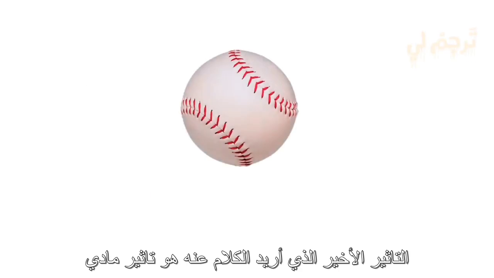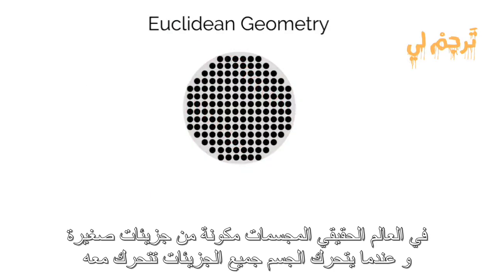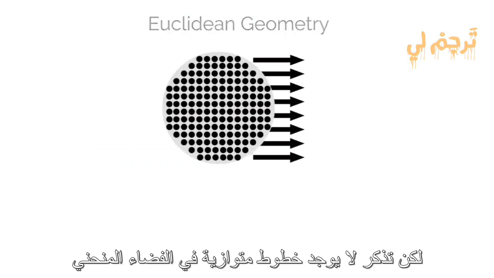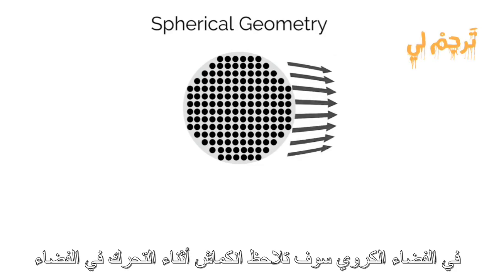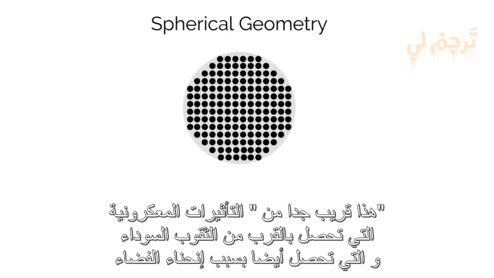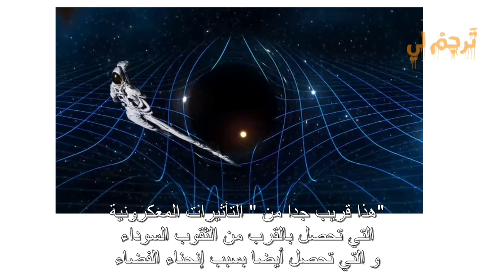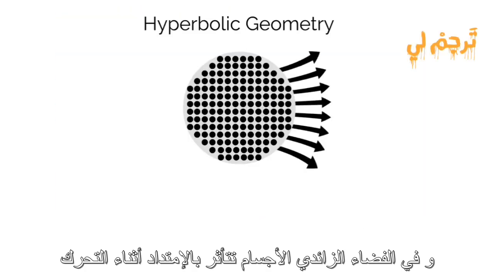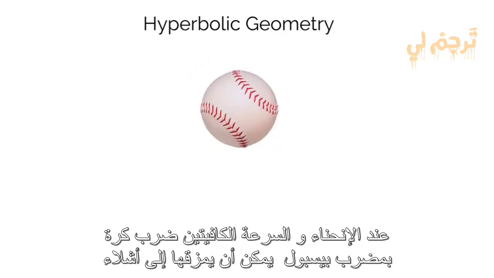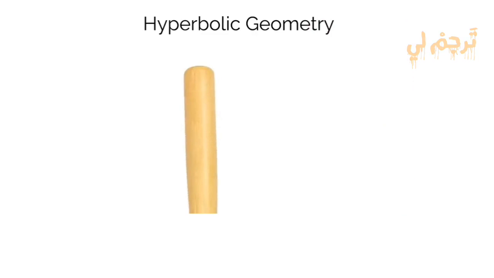One last effect I want to talk about is a physical one. In the real world, objects are made up of smaller particles, and when an object moves, all of its particles move as well. But remember, there's no parallel lines in curved space. So an object's particles can't actually all move in the same direction. In spherical geometry, this means you'd experience a sort of squishing tidal force as you try to move through space. This is very similar to spaghettification around a black hole, which is also caused by curved space. And in hyperbolic space, objects experience a stretching tidal force as they move. With enough speed and curvature, hitting a hyperbolic baseball could actually rip it apart.